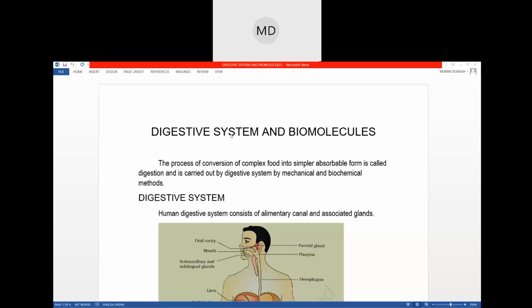Okay, so this chapter is about the digestive system and biomolecules. Biomolecules may be a little bit new for you, but the digestive system, all of you are well aware of, our digestion, right? So can you tell me why the digestive system is significant, or why it is very essential in our body? Just in simple terms.